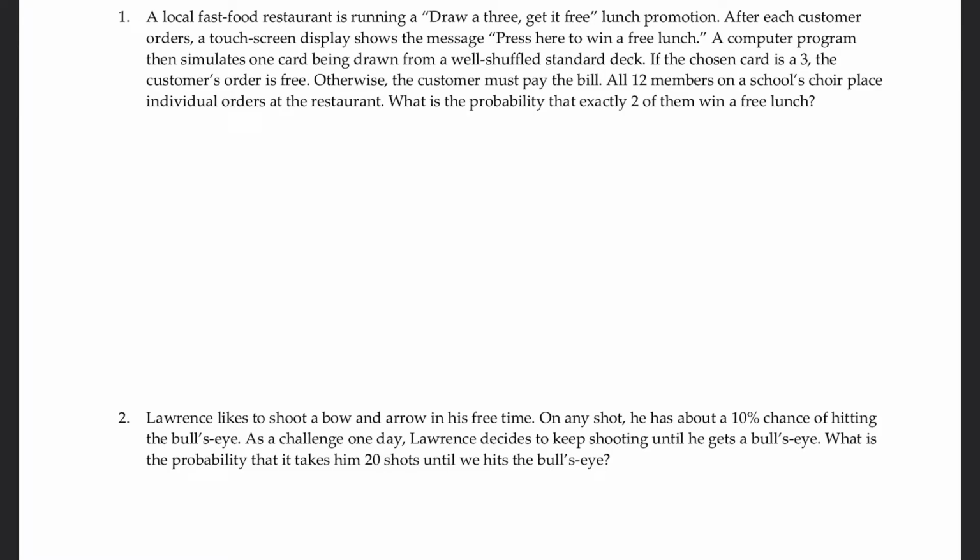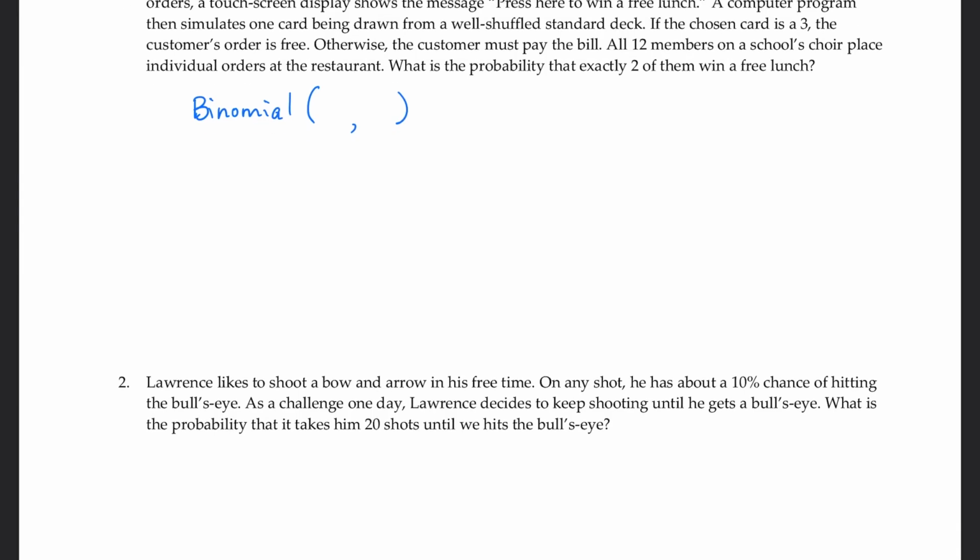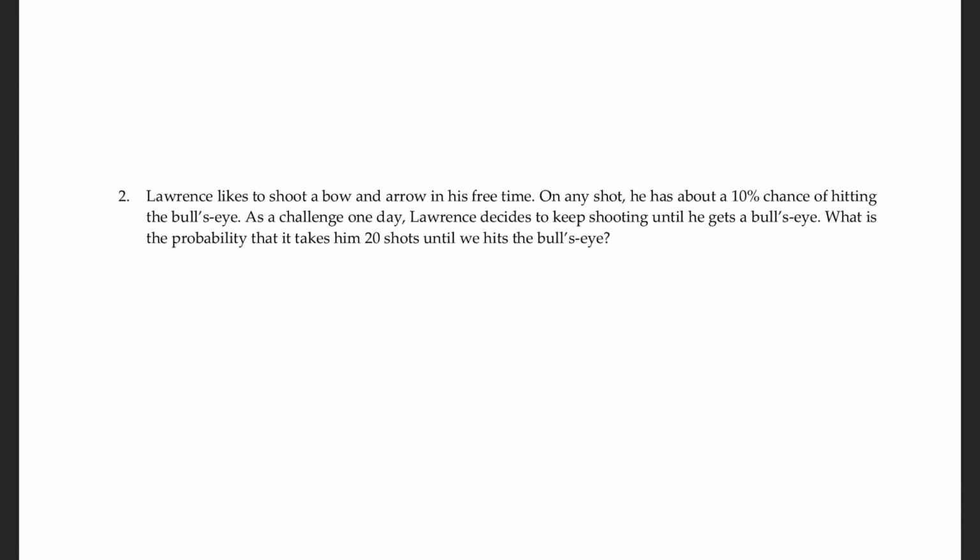So think about that for a moment. Is this geometric or is this binomial, and how do you know? So hopefully you decided that this is binomial. So what you'll want to do now is think about how many trials and what's the probability of success here, and then go through and check each of the conditions, okay? So hopefully now that you've got that done, let's look at the second one.